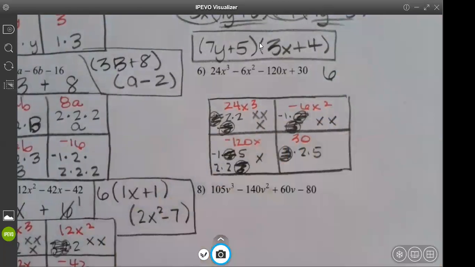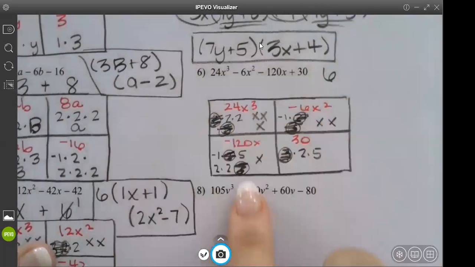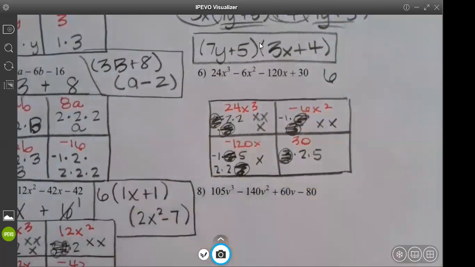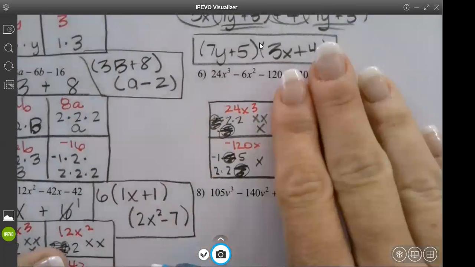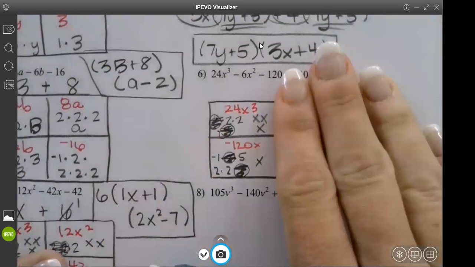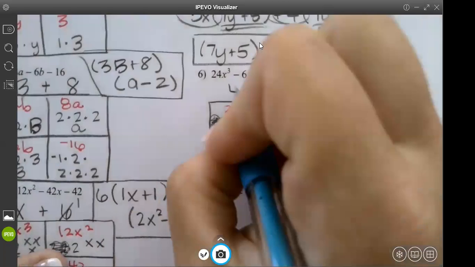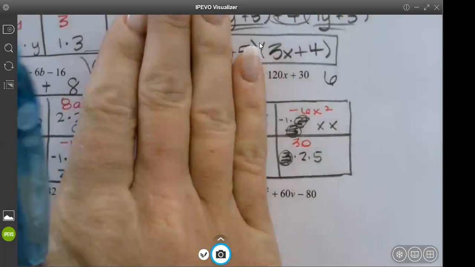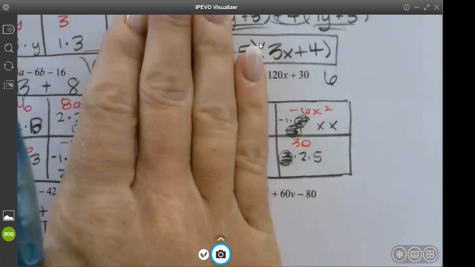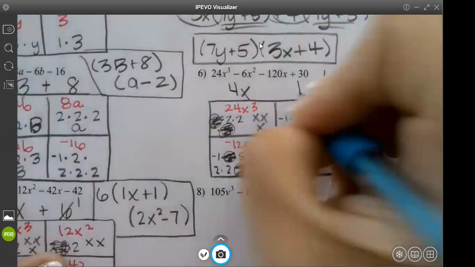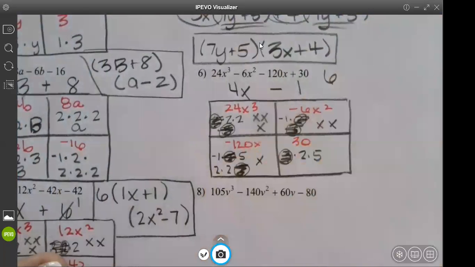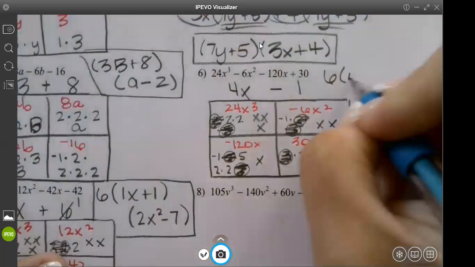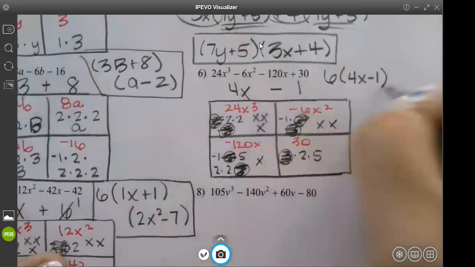Look top to bottom. What's in common in these 2 boxes? A 2 and a 2, and 1x. 2 times 2 is 4, and you said 1x. Look in this box. What's in common? Nothing. So what do we write? A 1. What sign should it be? Negative, because it's a negative 6x squared. So that's your first factor with your 6: 4x minus 1.